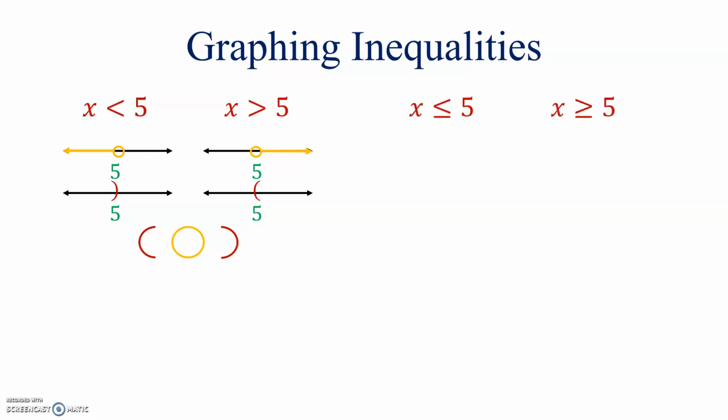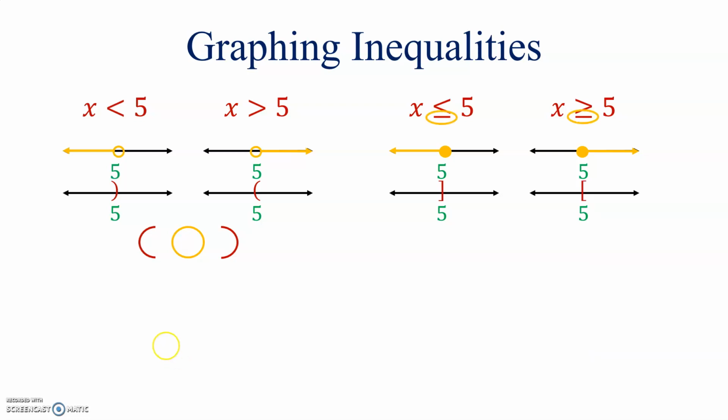x is less than or equal to 5, x is greater than or equal to 5. The old way, or the previous way we would graph it, was with a closed circle, in this case shading to the left, here another closed circle, shading to the right. The alternative way with the inequalities is, again, in this case, using a bracket going to the left, a bracket going to the right.